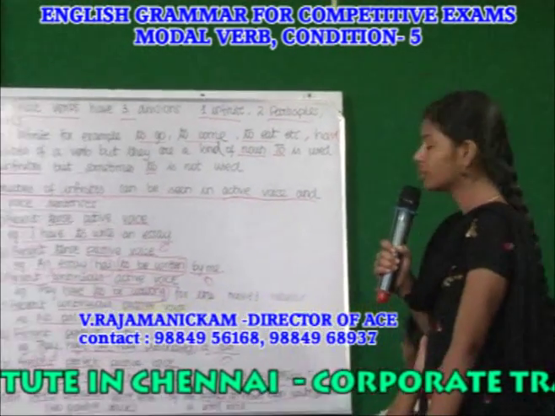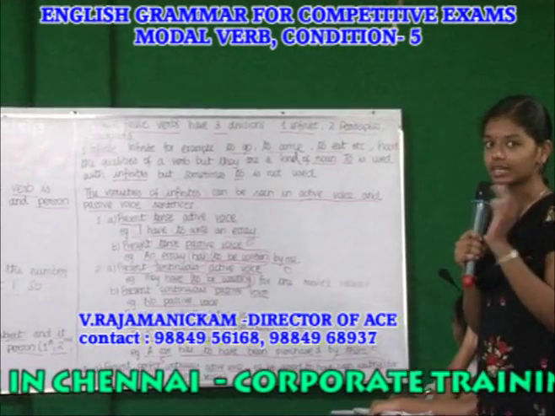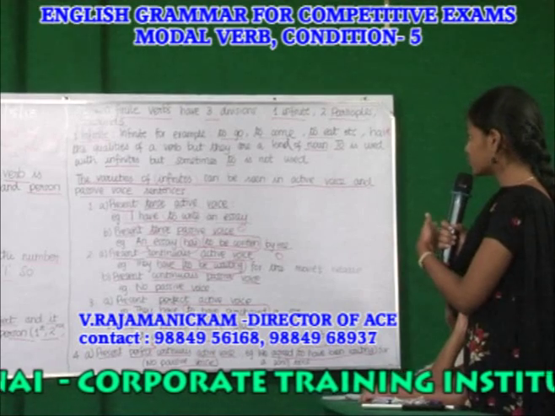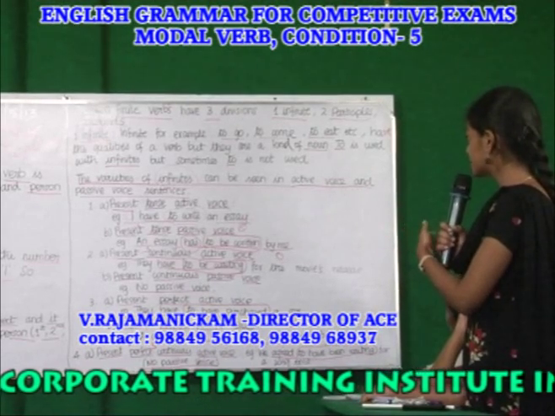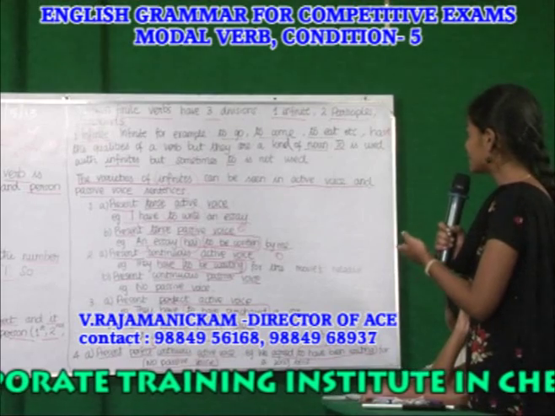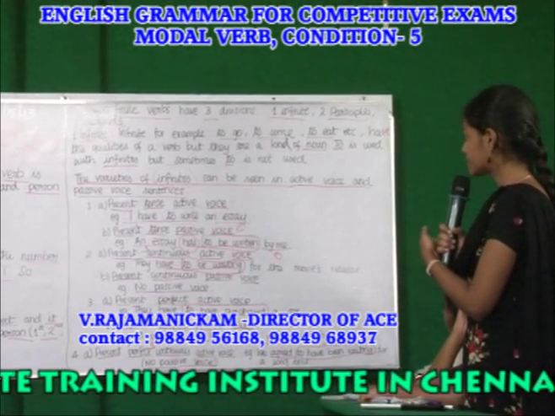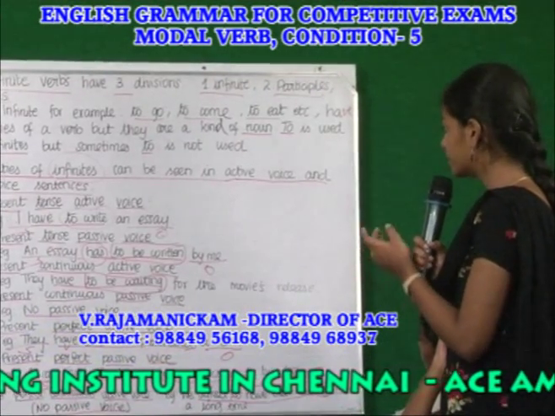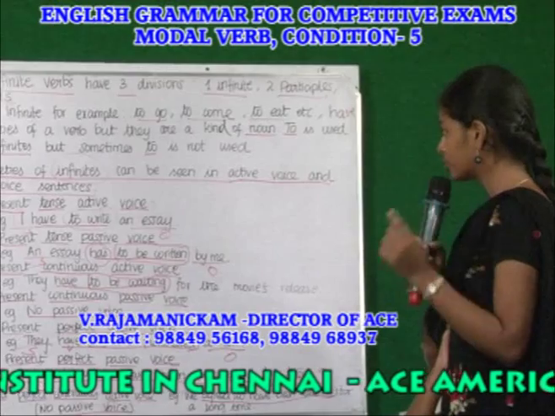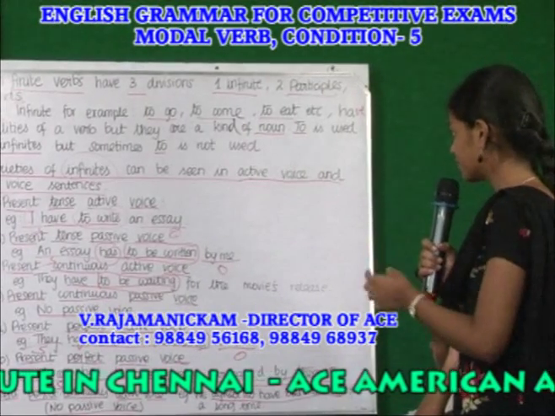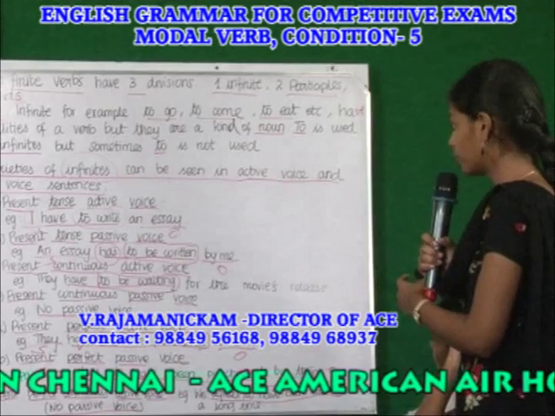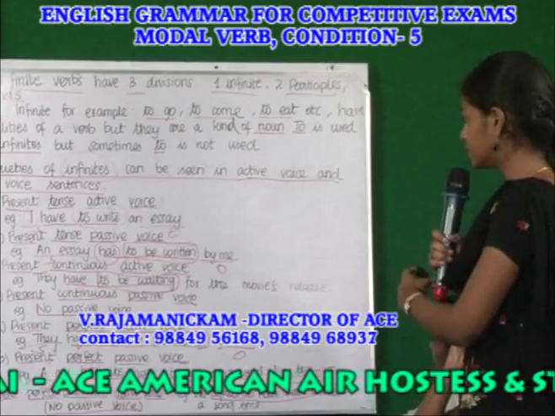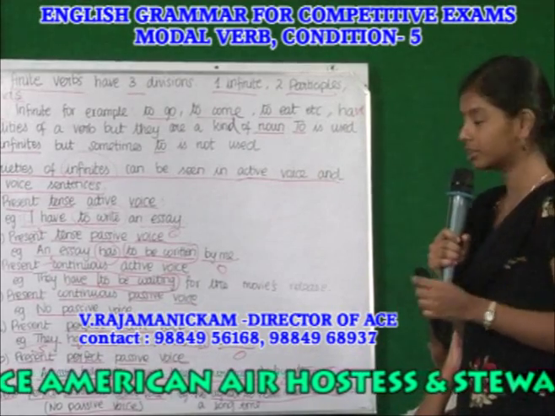Infinitive verbs are to plus present tense verb, called infinitive verbs: to go, to come, to eat, etc. These infinitives can be seen in active and passive voice. Present tense active voice: I have to write an essay. Present tense passive voice: an essay has to be written by me, because an essay is singular, so we have used has instead of have. Present continuous active voice: they have to be waiting for the movie's release. Here have is a verb, to be waiting is an infinitive, present continuous active voice.